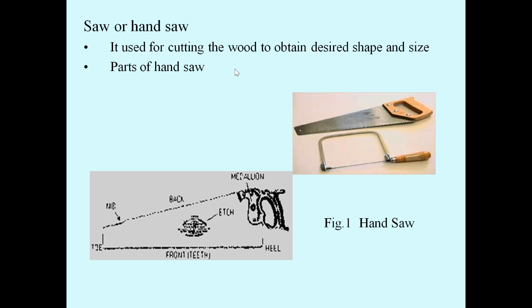The parts of a hand saw are the wooden handle. This is the wooden handle. The blade carries the cutting teeth. This is the blade, which has the cutting teeth on the front. You can see this is the blade having cutting teeth here.